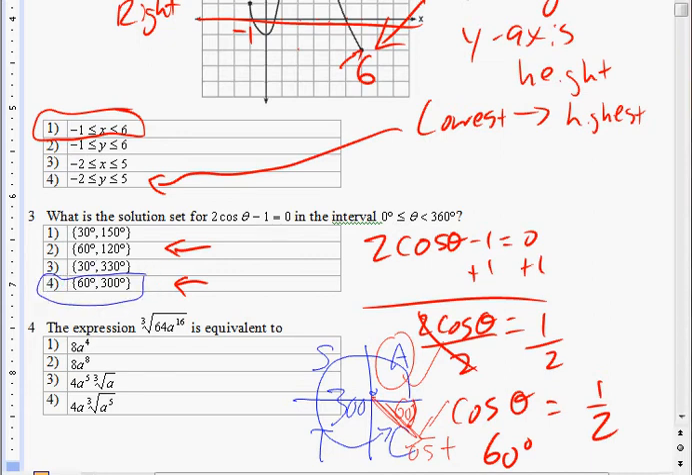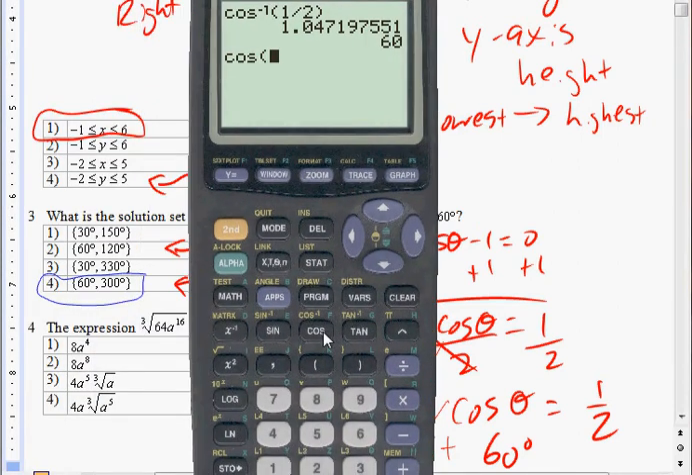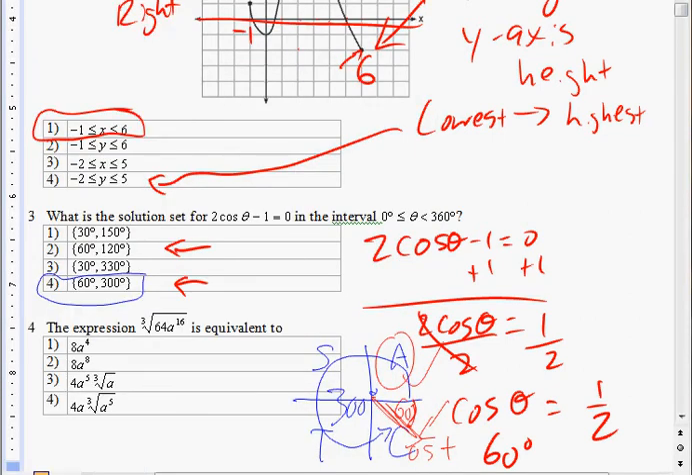Also, if you want to check your answer, just take out your graphing calculator, type in cosine 300, press enter, and see that it should give you 0.5, which is 1/2. And that's how you can also check. Okay, so let's move on to question 4.